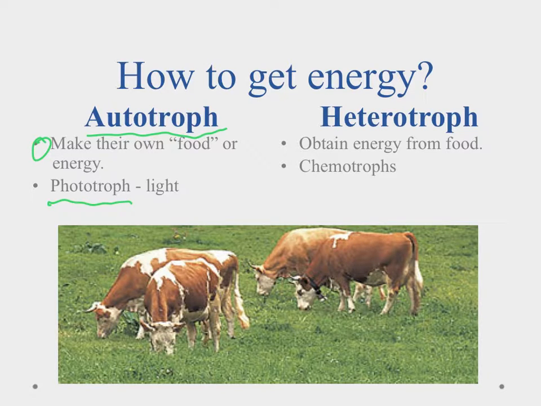So we're talking about autotrophs. Mainly what we're going to talk about is like the grass you see here, our plants. Our plants are phototrophs. They take the energy in sunlight and they convert that into chemical energy that the cells can then use later on for the processes of living.